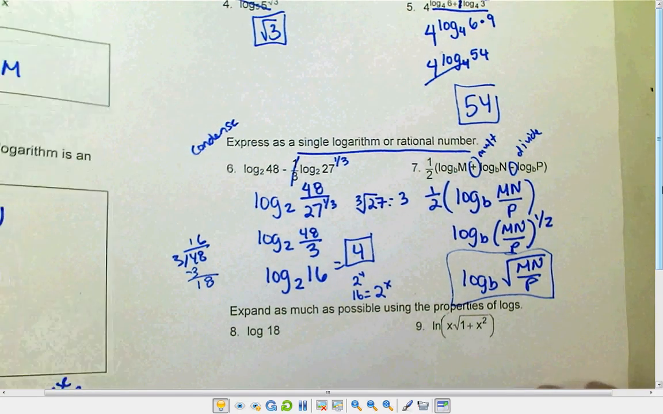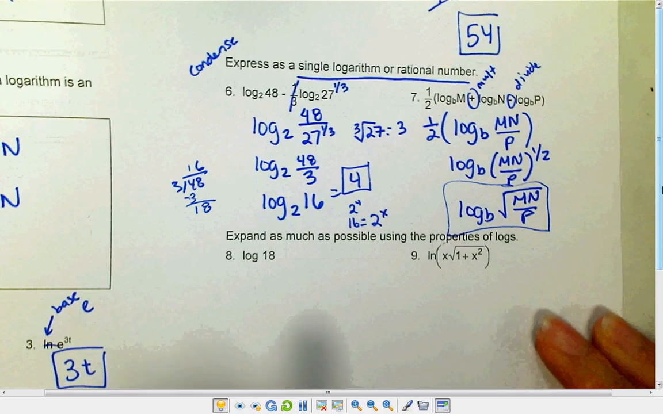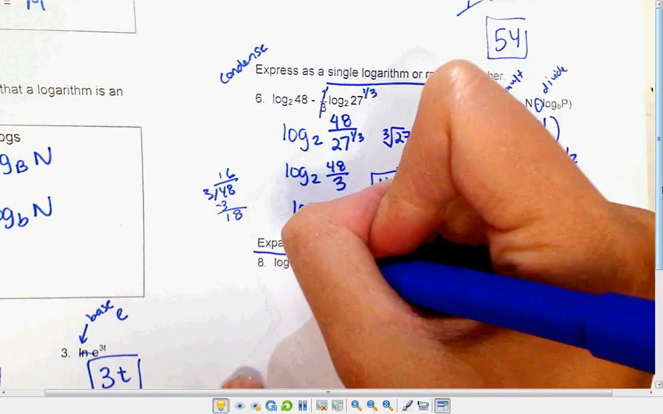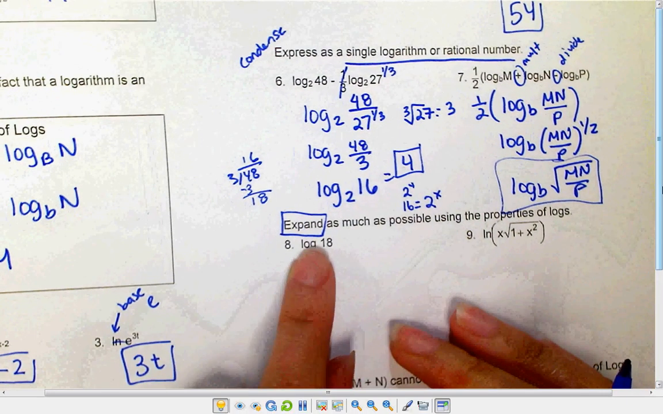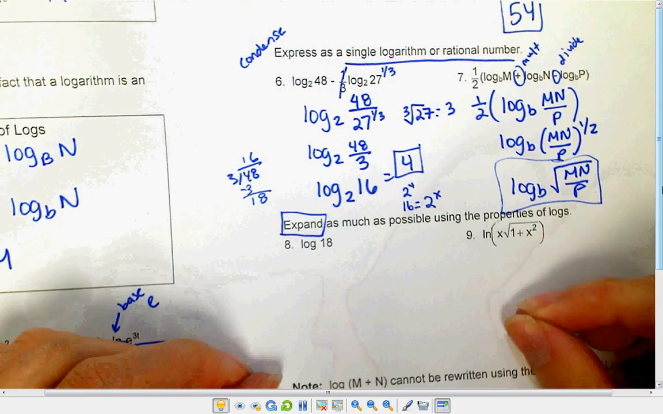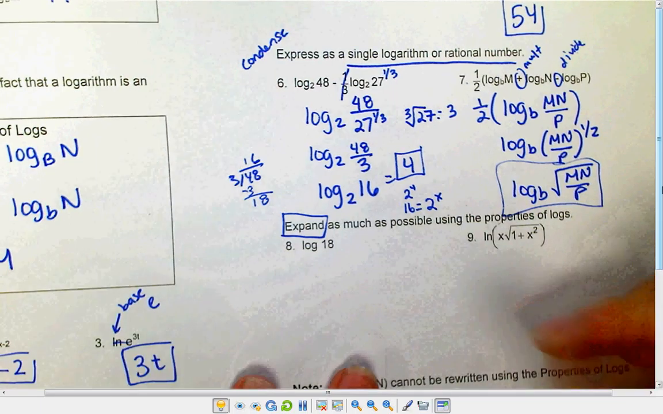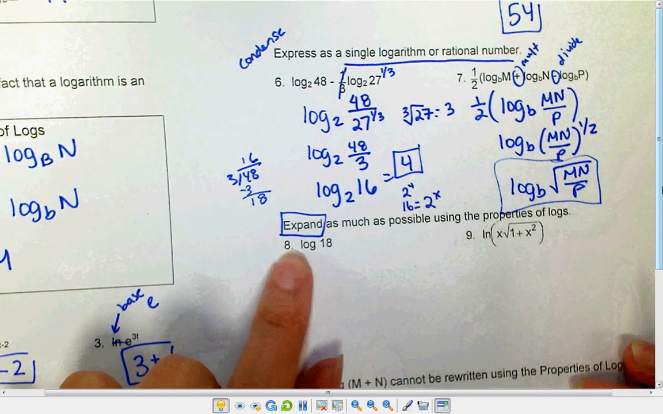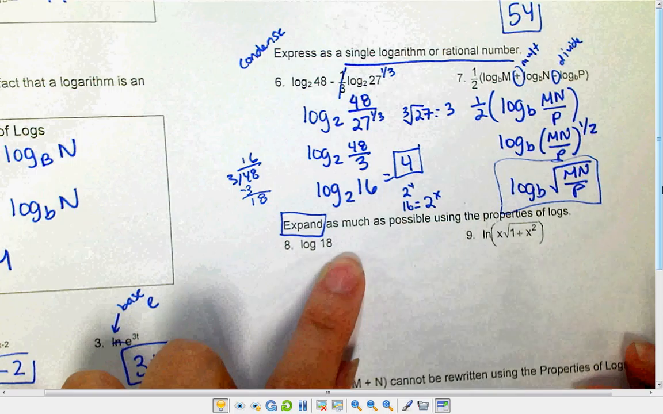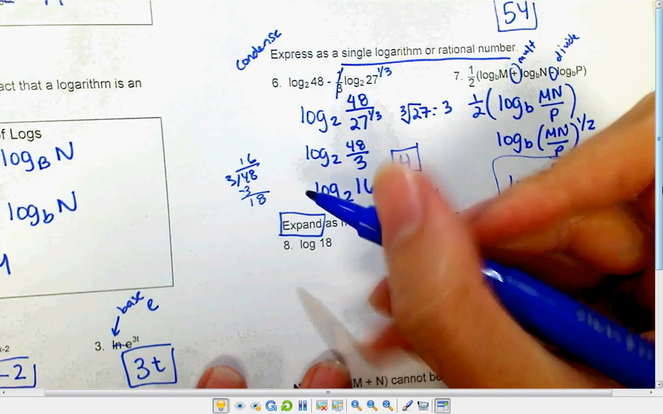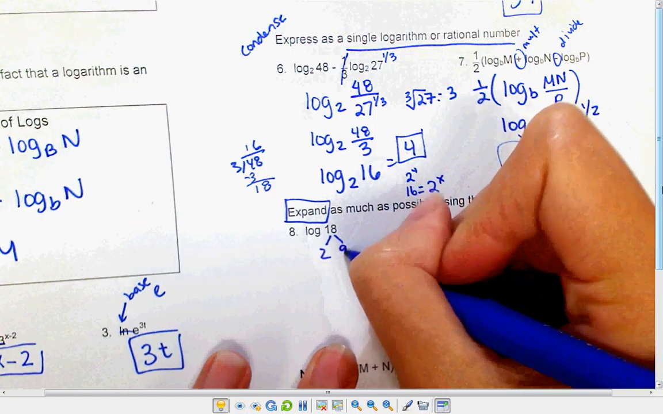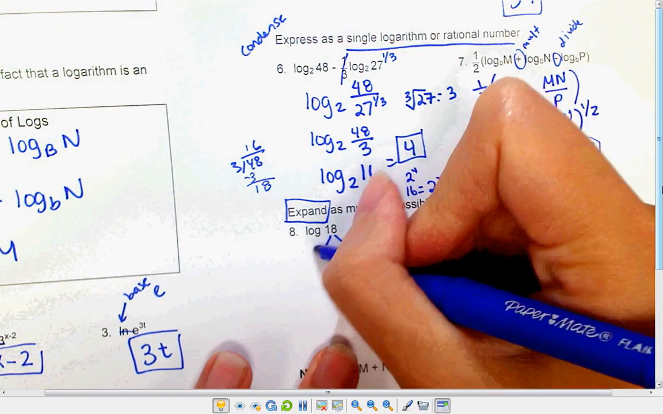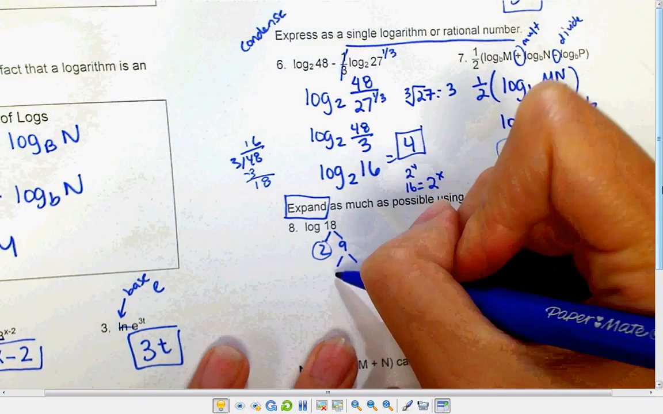So for number 8 and 9, now we're expanding. So now we're taking it and we're trying to go the opposite direction. So we're starting off with something that's 1 log and separating it. So let's start off with number 8. So for number 8, we just have log of 18. What I first need to do is split 18 up using a factor tree. So 18 is 2 times 9. Right. And 2 is a prime number, so 9 I can turn into 3 and 3.